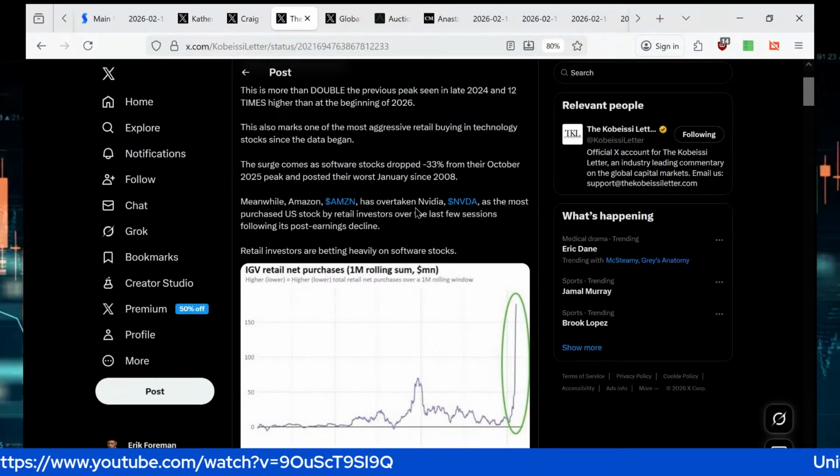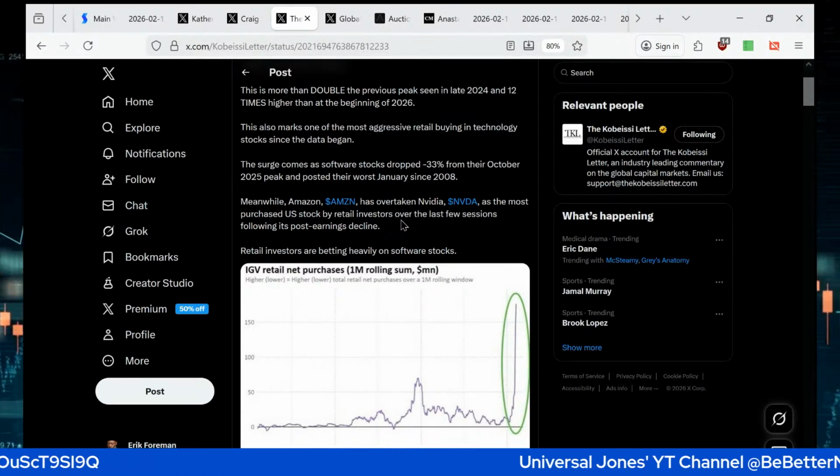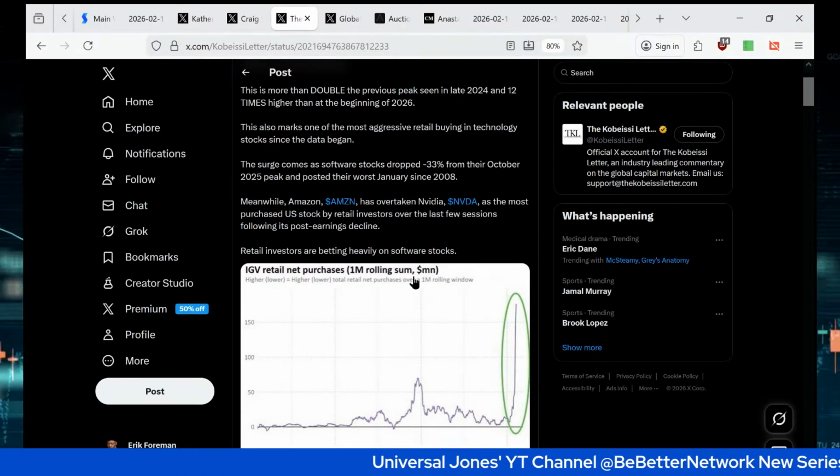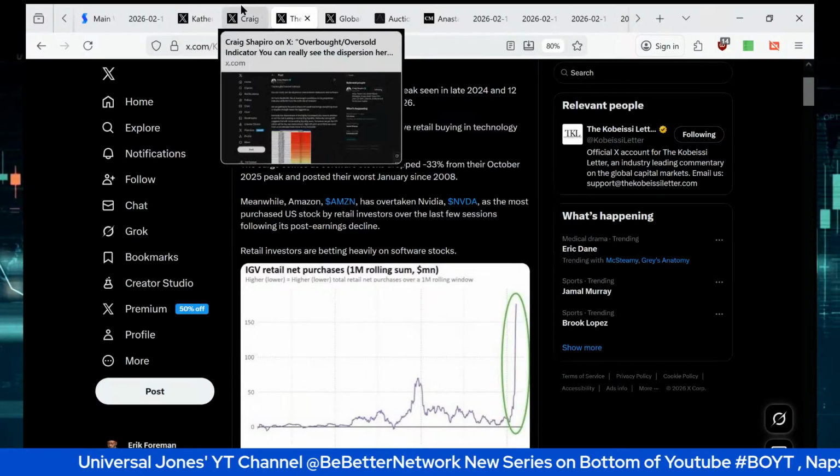Meanwhile, Amazon has overtaken Nvidia as the most purchased U.S. stock by retail investors over the last few sessions following its post-earnings decline. Retail investors are betting heavily on software stocks. Oh boy.